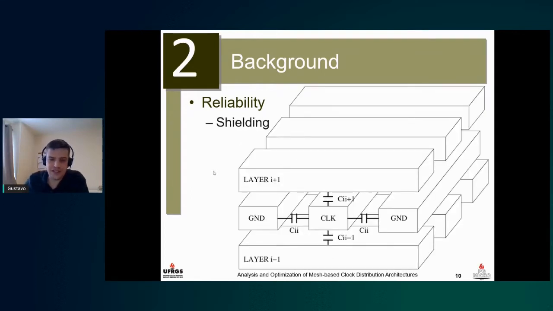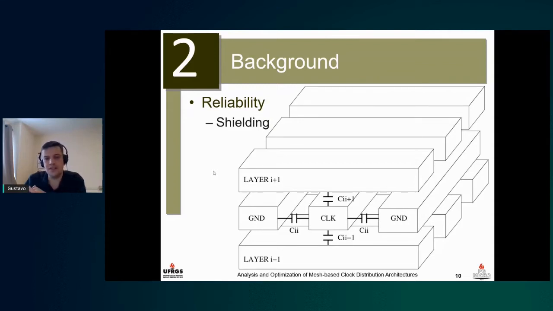Another strategy that is commonly seen is shielding. The idea of shielding is that you want to protect your clock signal from crosstalk aggressors by tying the signals adjacent to the clock network to ground or VDD. By doing so, you would reduce the impact of crosstalk in the clock delay, and also reduce any potential glitches that crosstalk could cause to the clock signal.